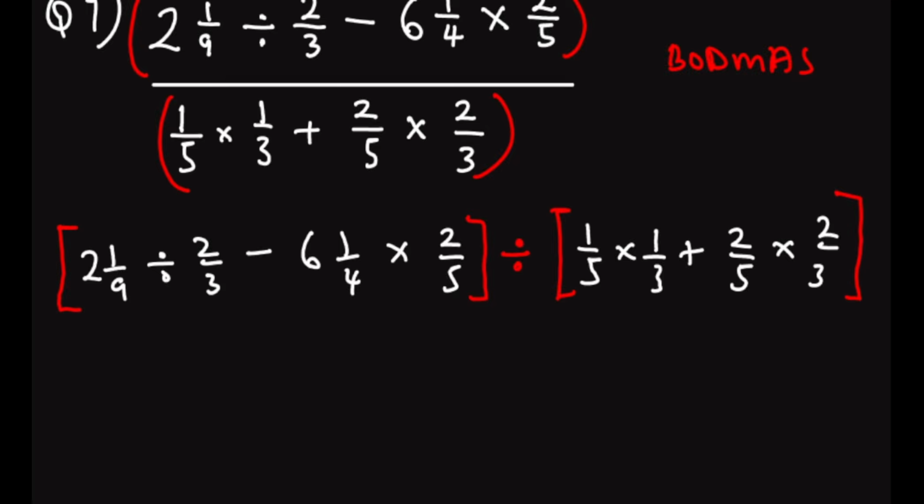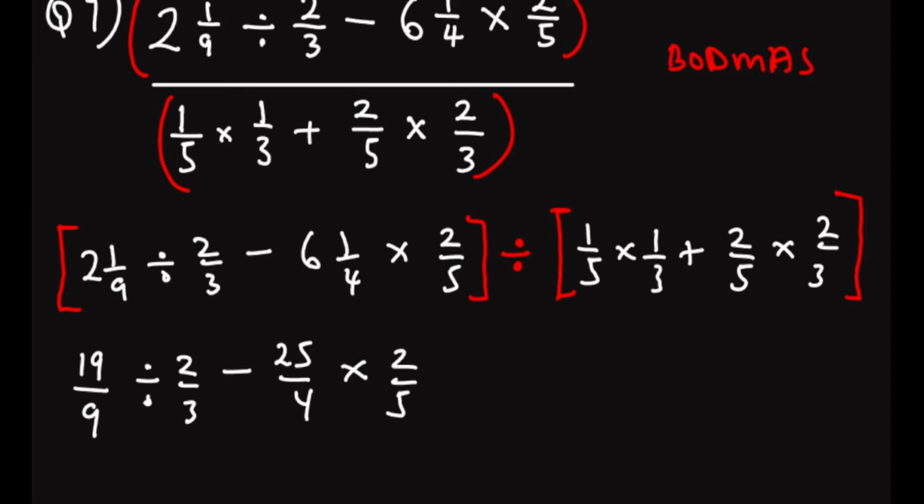So we start with the first bracket here. 2 whole number 1 over 9 gives us, when we multiply 2 by the 9, we get 18 plus 1, 19. So 19 over 9, then divided by 2 over 3, then minus, we change this one here. 6 times the 4 gives us 24, and then 24 plus 1 gives us 25. 25 over 4, then times 2 over 5. So we close our brackets for now.